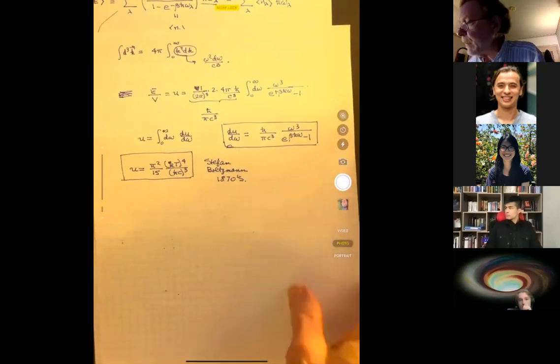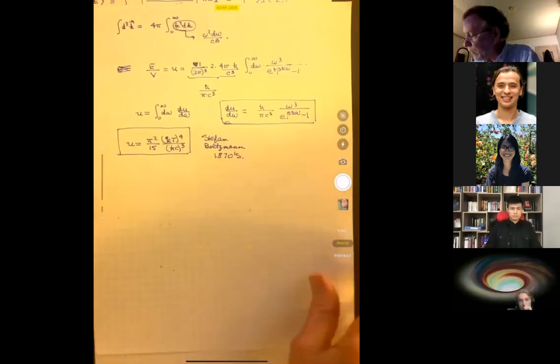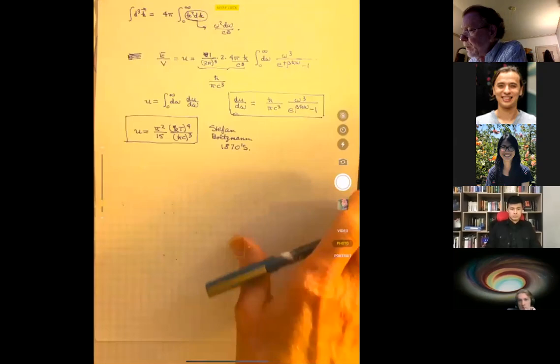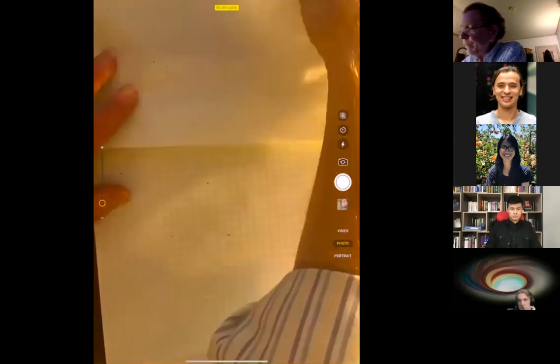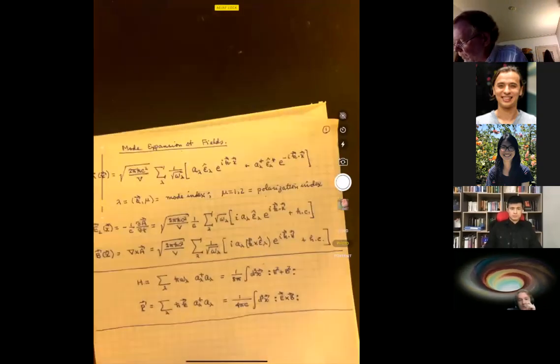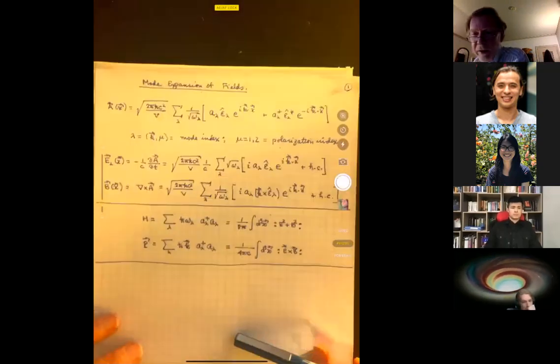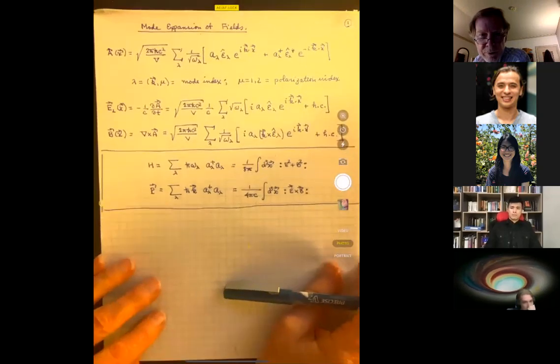Next topic I'd like to take up is that of the Heisenberg equations of motion. Let me get some of these papers out of the way here, and bring back my mode expansions of the field. This is the summary that we started with at the beginning of the hour tonight. Let me bring it up here, put it in place.